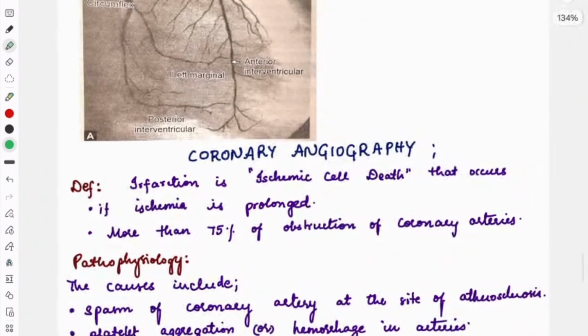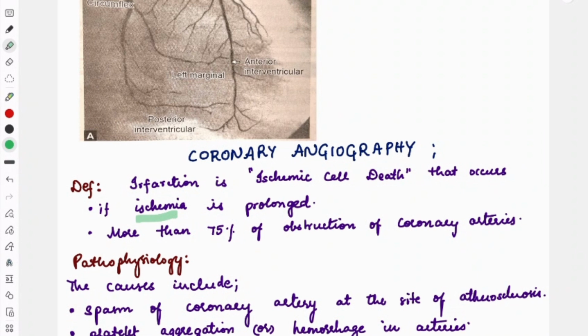What is ischemia? Ischemia means whenever there is decreased tissue perfusion, if a particular organ or tissue is getting less blood than normal, that is called ischemia. And if the ischemia is prolonged, it leads to infarction. Okay, so this is about myocardial infarction, that is nothing but decreased blood supply to the heart.